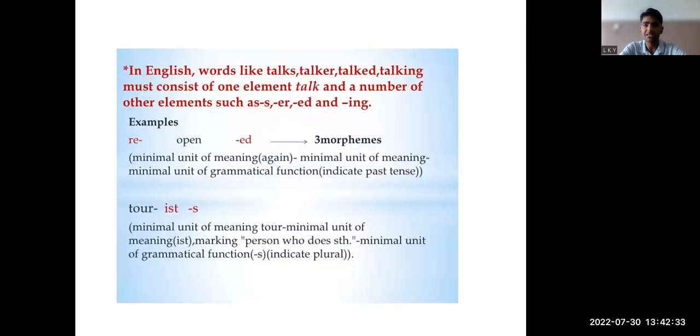Now, in English, words like talks, talker, talked, talking must consist of one element, talk. Talk is the root word here, and s, er, ed, ing are the morphemes. The root word is also called the stem word under morphology. So here there are two morphemes: talk, and the others, such as ed in talked and ing in talking.